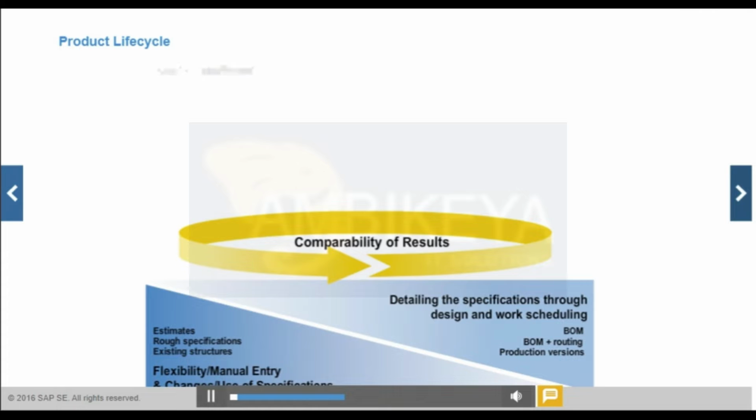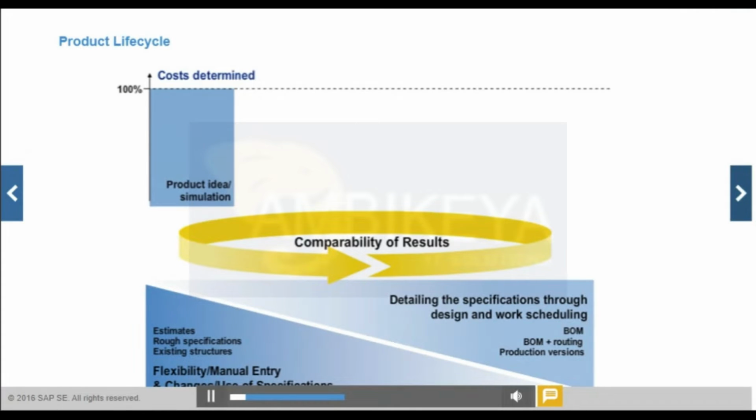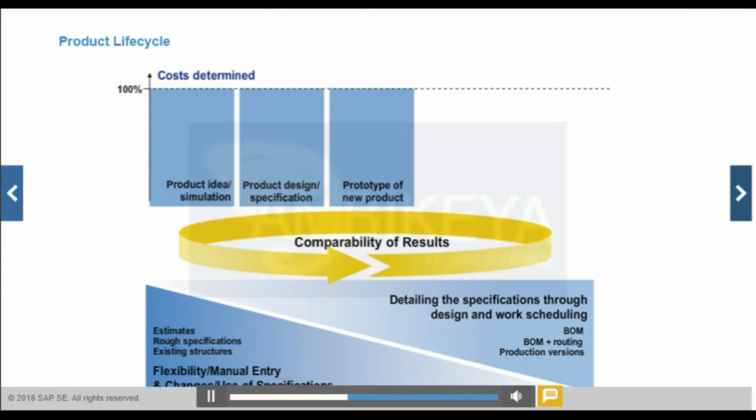Different stages of the product life cycle are as follows. Product idea or simulation. At the start of the product life cycle, product cost planning is used to provide initial cost projections. The projections, which are usually based on existing similar products or structures, must be delivered quickly. These projections must be flexible and variable to accommodate the simulated cost projections. Product design and specification. At the product design and specification stage, costs can increase as refinements are made to original specifications.